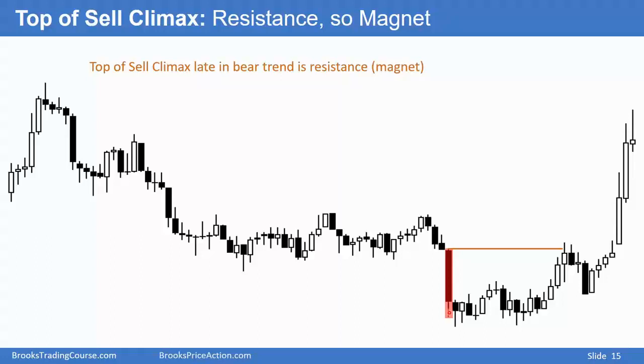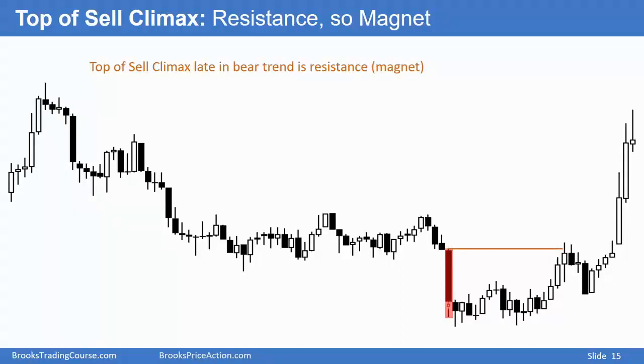The biggest bear bar occurring 20 or more bars into a bear trend is more likely an exhaustion gap between this low and any of these lows, a gap between this low and the low of the bar before the sell climax bar. Chances are the market's going to close the gap, get above this low. Chances are it's going to go at least a little bit above the top of the sell climax bar. The top of a sell climax bar late in a bear trend is a magnet. It's resistance. Everyone knows the market's probably going to get there.